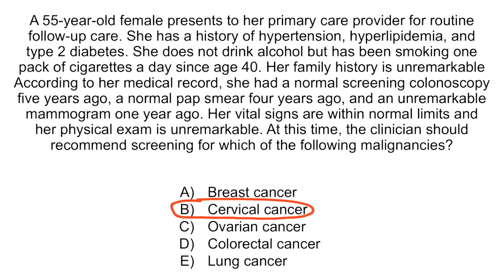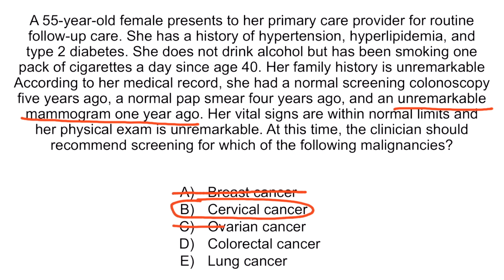First, let's help give you an idea of why the other ones are wrong. So option A, breast cancer, is incorrect because the woman had an unremarkable mammogram 1 year ago. So that's pretty recent. And according to the United States Preventive Services Task Force, a screening mammogram is indicated in all women ages 50 to 74 once every 2 years, assuming the results are unremarkable. So this patient doesn't need another mammogram for another year or so.